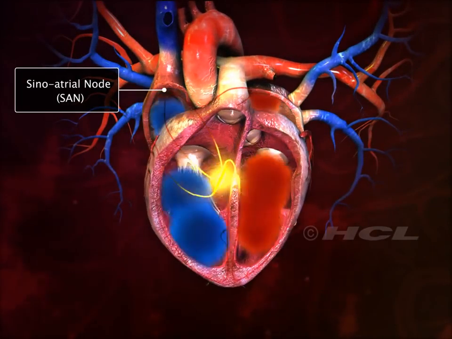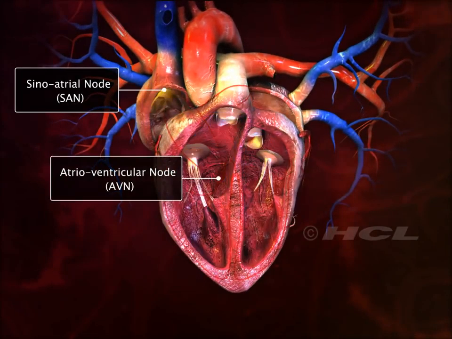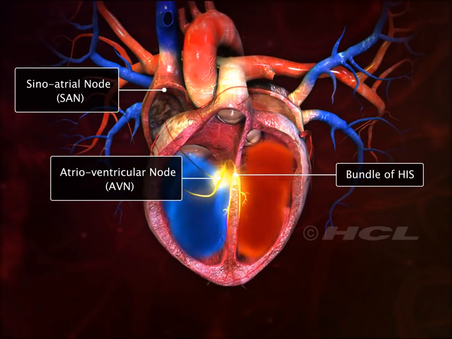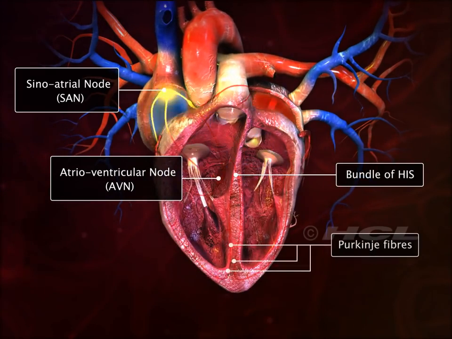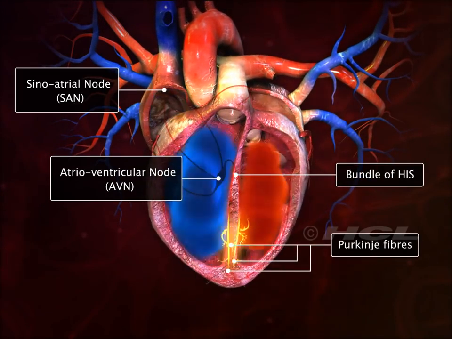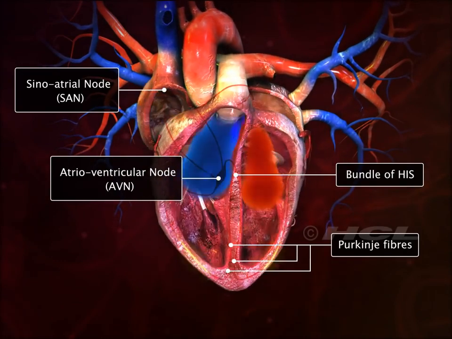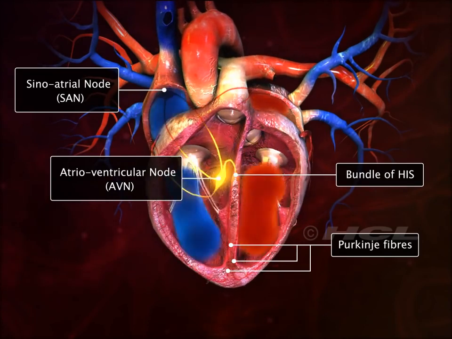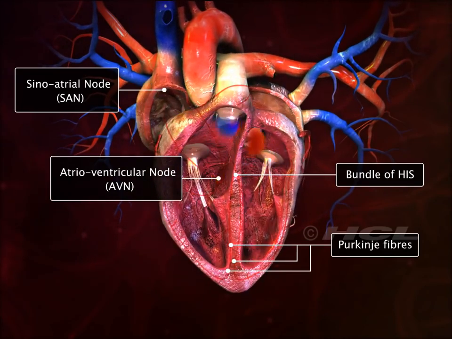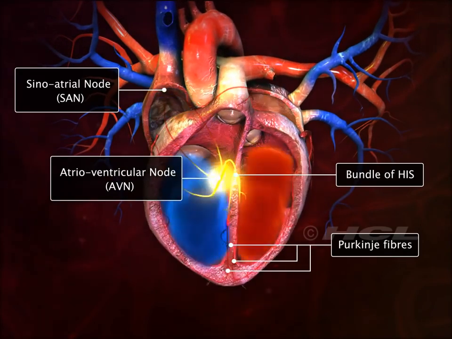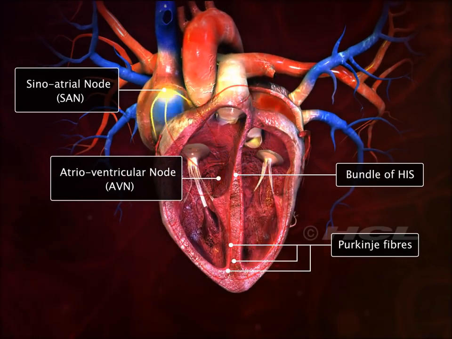The sinoatrial node, atrioventricular node, bundle of HIS and Purkinje fibers represent the specialized cardiac tissue. These fibers are autoexcitable as they have the potential to generate electrical activity without any external stimuli. This makes the heart beat continuously.